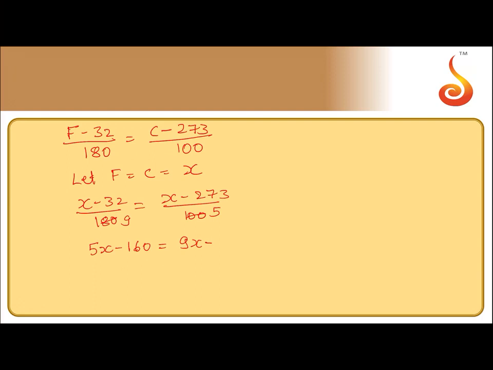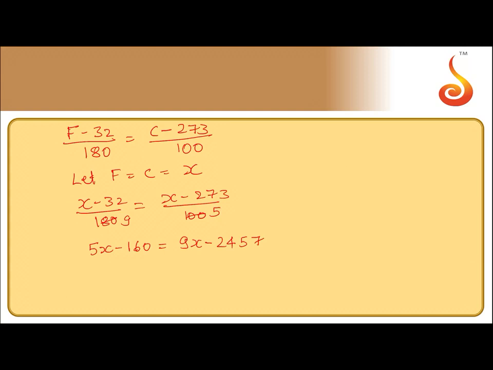So it will be 2457. So you can take this as 273 into 10 minus 1. 273 into 10 is 2730 minus 273, that will give you 2457.